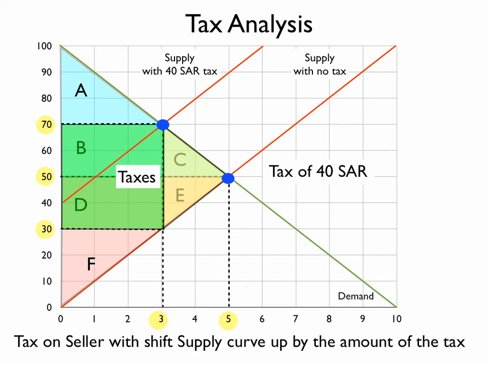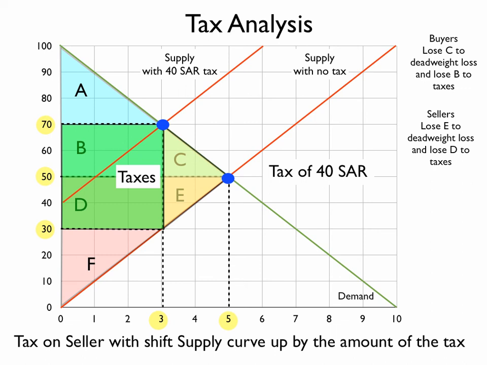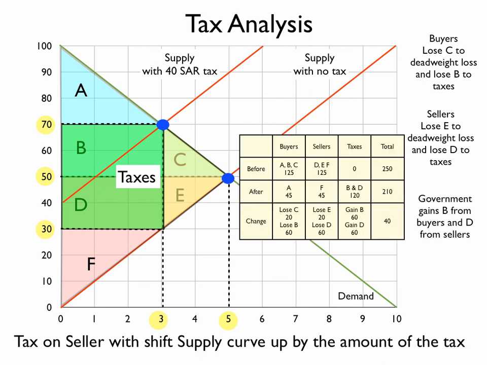So now let's look at what happened. The buyers lose C to deadweight loss, and then they lose B to taxes. The sellers are going to lose E to deadweight loss, and then lose D to taxes. We summarize this. Also, the government will gain B from the buyers and D from the sellers.